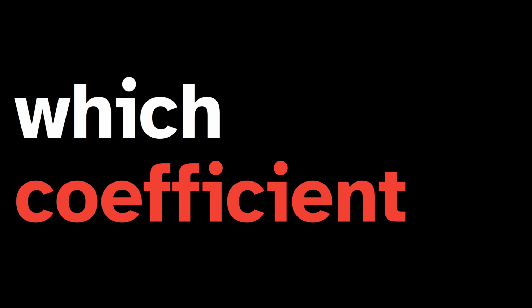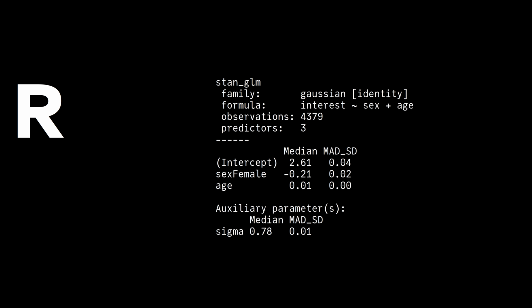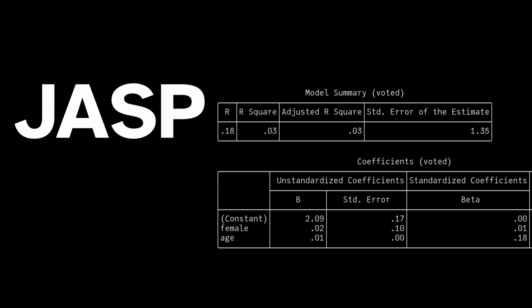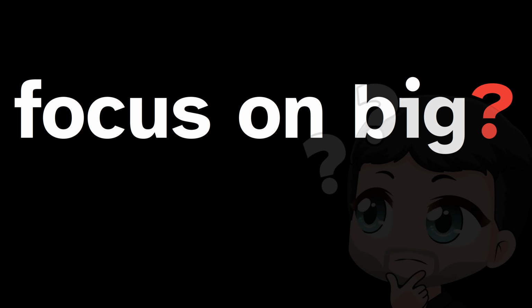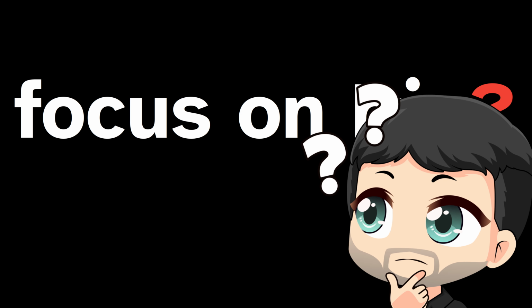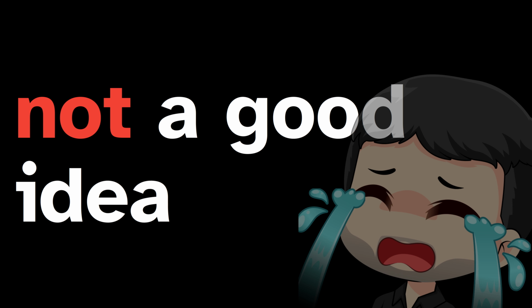In this video, we check which coefficient you should look at in a regression model. So you've just run a multiple regression model in R or another statistical software like PSPP or JASP. Can we focus on those big and juicy coefficients and ignore the small ones? Here are two reasons why this may not be a good idea.